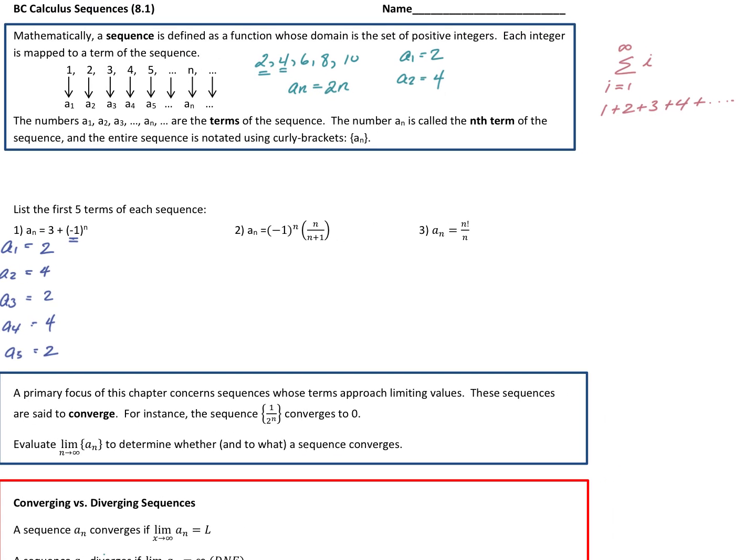For number 2, again, we have an alternating sequence. So we have negative 1. For the first power, it will become negative, so we get negative 1/2. A sub 2 would be positive 2/3. A sub 3, we get negative 3/4. A sub 4, you get 4/5. And then a sub 5, you get negative 5/6.